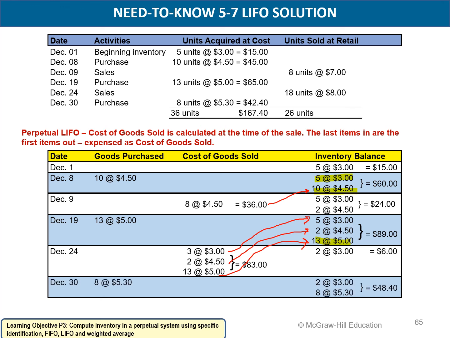So then what we're left with is our 2 from beginning inventory, this one right here. We purchased 8 at $5.30, so we have $48.40 left in our ending inventory. We have 119 in our cost of goods sold. That's our 36 plus our 83 for 119.